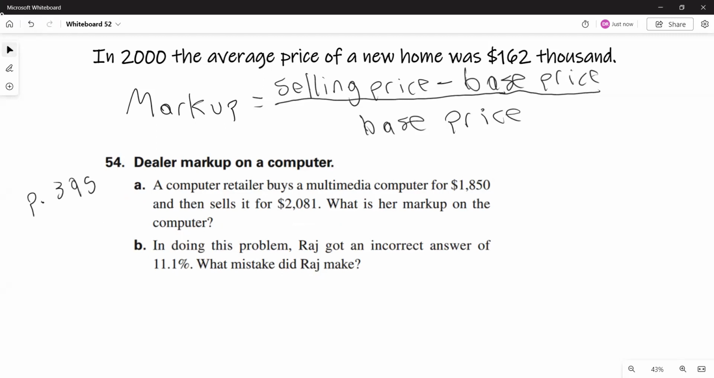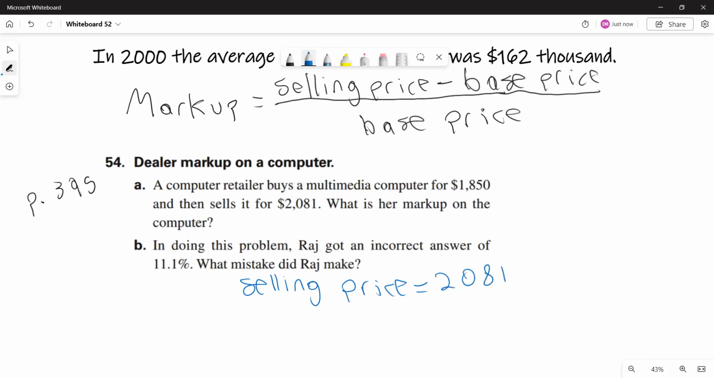A computer retailer buys a multimedia computer for $1,850 and then sells it for $2,081. What is her markup on the computer? And then we're going to do part B. We know the selling price is $2,081 and the base price is 1,850.